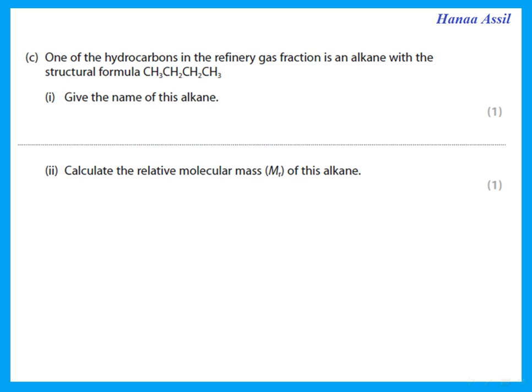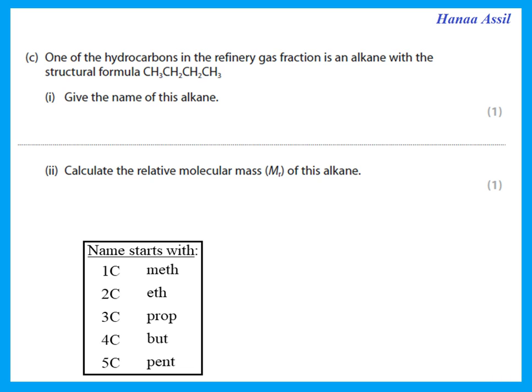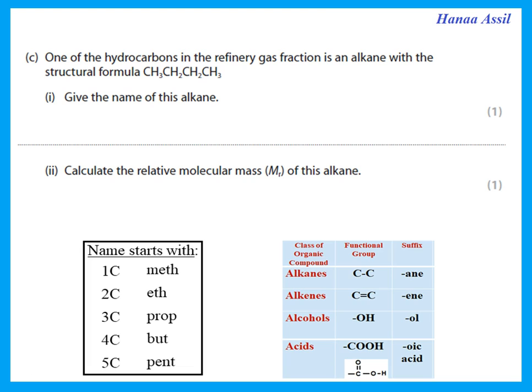One of the hydrocarbons in the refinery gas fraction is an alkane with this formula. Give the name of this alkane. I'm going to remind you, how do we name alkanes? We said, first of all, you take a look at how many carbons. Now, how many carbons do we have here? We have 4 carbons, so the name should start with bute. And then you decide, is it an alkane or alkene or alcohol or acid? He tells me it's an alkane, and you should realize that there are only single bonds between them, so the name should end with ane.